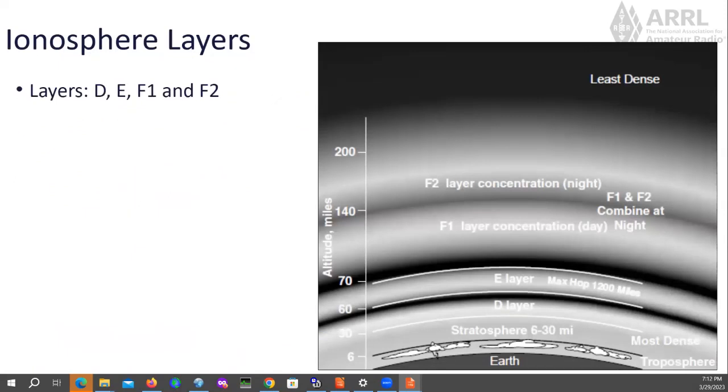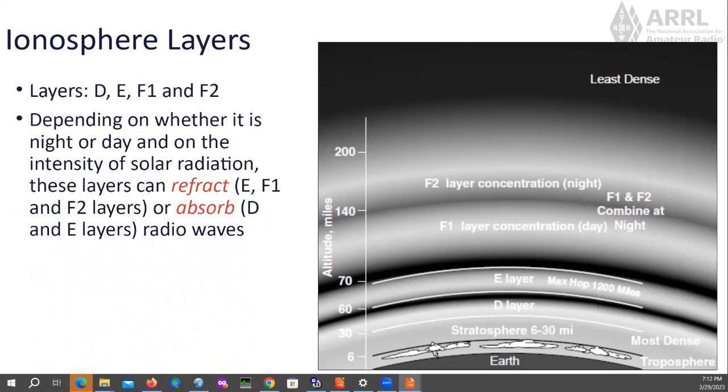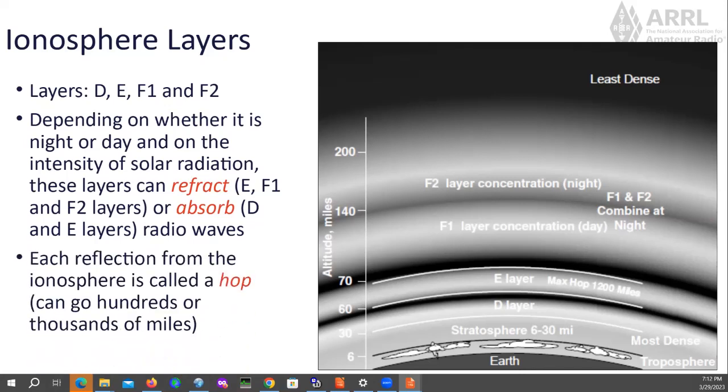Ionospheric layers. Layers D, E, F1, and F2. Depending on whether it is night or day, and on the intensity of solar radiation, these layers can refract (E, F1, and F2 layers) or absorb (D and E layers) radio waves. Each reflection from the ionosphere is called a hop. It can go hundreds or thousands of miles on a hop.